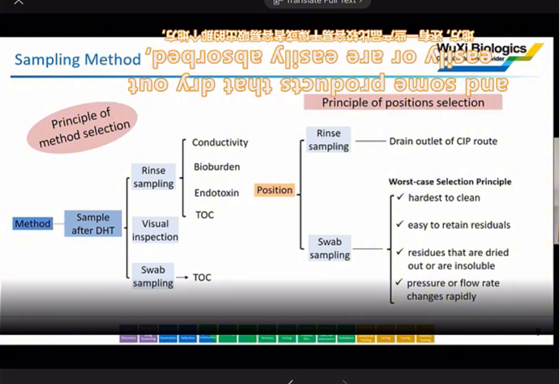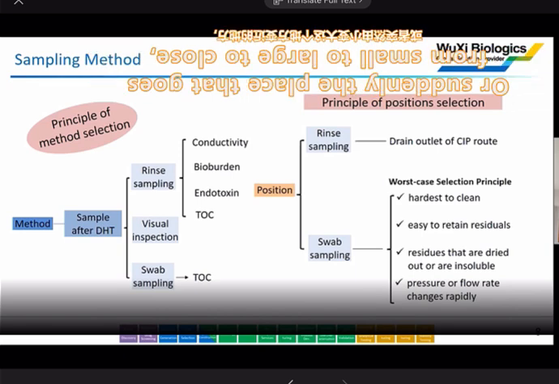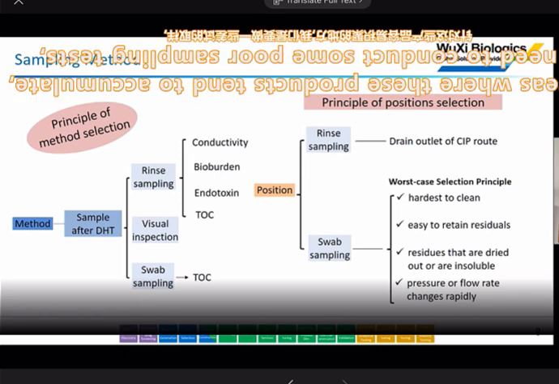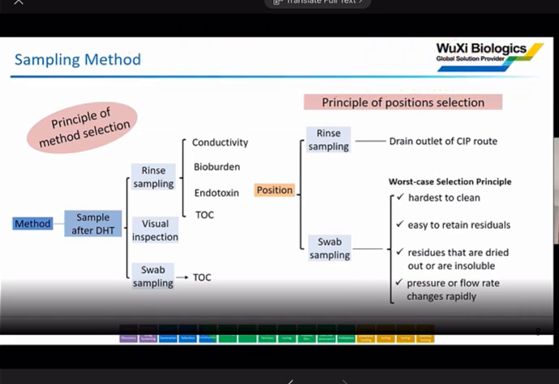Swab sampling is actually mainly focused on some worst case points. So which points in swab sampling are selected as worst case? Here are some of the main principles for worst case. First, for example, the hardest places to clean, and also the areas where products tend to accumulate most easily.